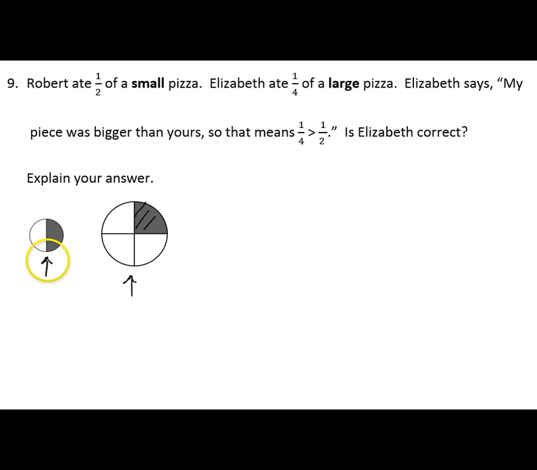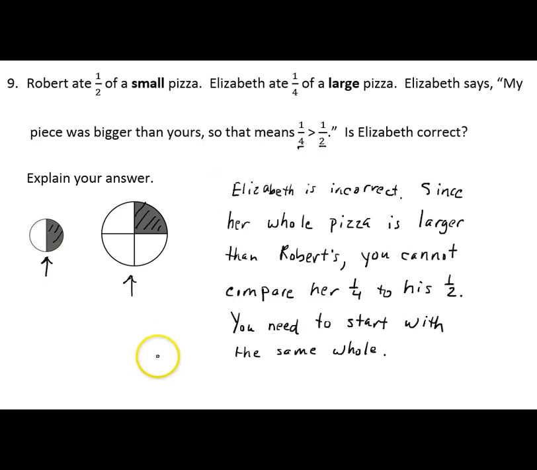The 4th piece that Elizabeth ate is bigger than the half piece that Robert ate. But that does not mean 1/4 is greater than 1/2. Her whole pizza was much larger to begin with, so 1/4 of a large pizza could be bigger than 1/2 of a small pizza. So her logic here that 1/4 is greater than 1/2 is incorrect. So I'll explain that answer in a statement. And here's my answer. Elizabeth is incorrect. Since her whole pizza is larger than Robert's, you cannot compare her 1/4 to his 1/2. You need to start with the same whole.